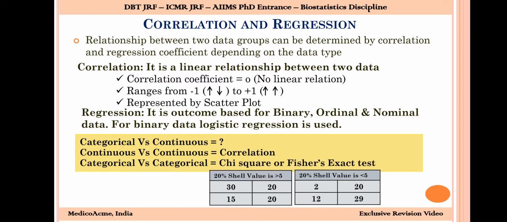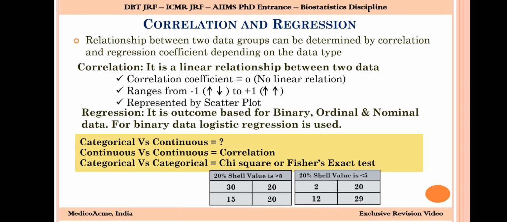So what is correlation? Correlation is a linear relationship between two data. If the correlation coefficient is equal to 0, then there will be no relation. If the correlation coefficient is -1, then you have a complete correlation with a negative relationship. Okay, and when it has a +1 value, then it will have a positive relation. Positive relation means, if you can see two arrows here. Okay, so in -1 what happens? If one variable is going to increase, then the other will decrease.